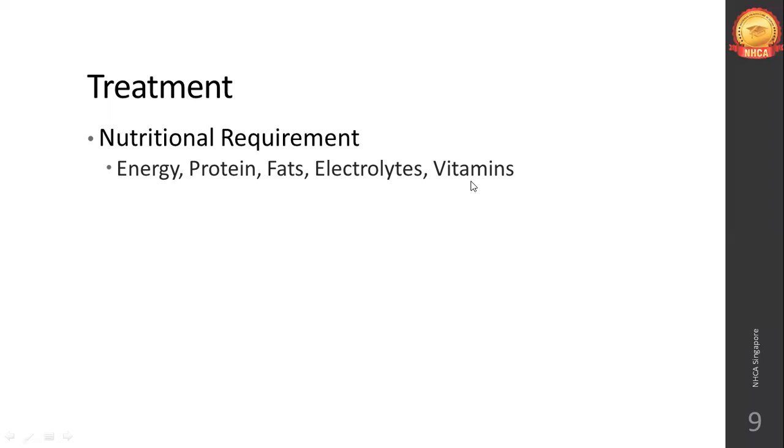vegetable oils or seed oil, that could lead to diarrhea, or if the child already has diarrhea, it can worsen it. So it's better to give saturated fat to the children than unsaturated fats. Ghee, butter, it all comes under saturated fat.